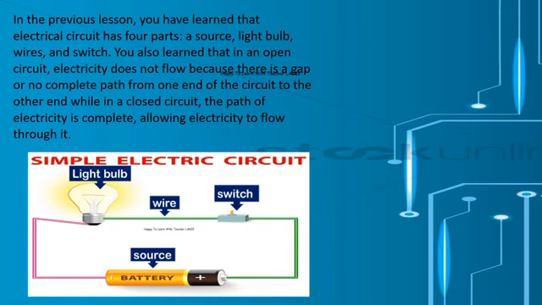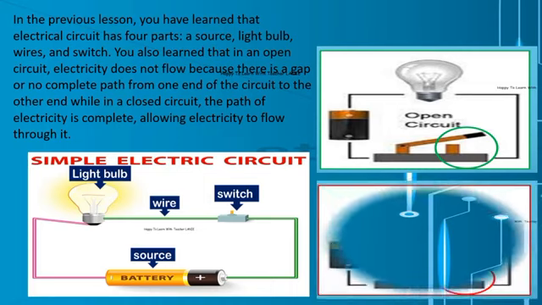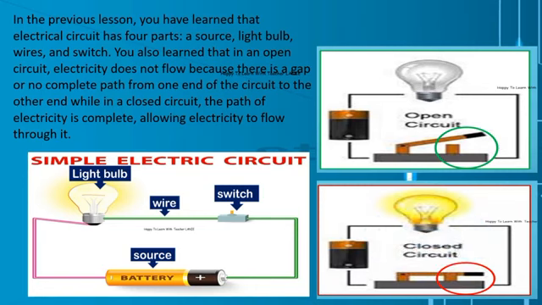and switch. You also learned that in an open circuit, electricity does not flow because there is a gap or no complete path from one end of the circuit to the other end. While in a closed circuit, the path of electricity is complete, allowing electricity to flow through it. This time, you will learn about the effects of changing the number of components in a circuit.